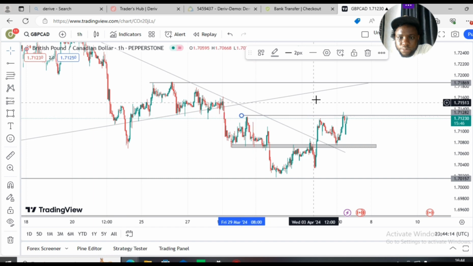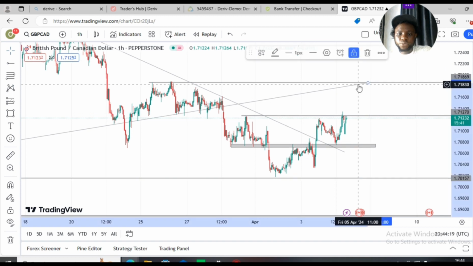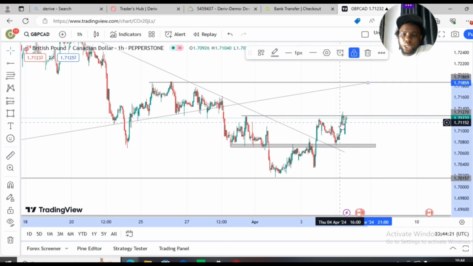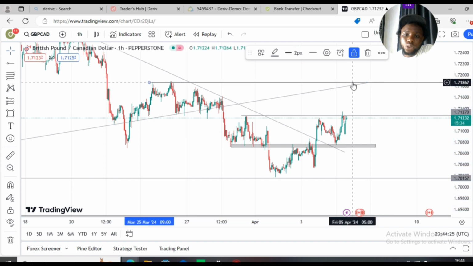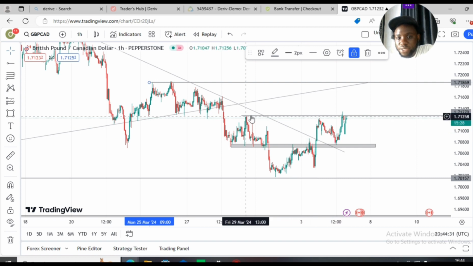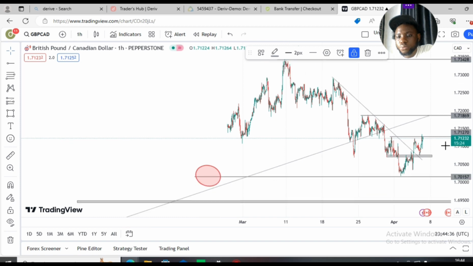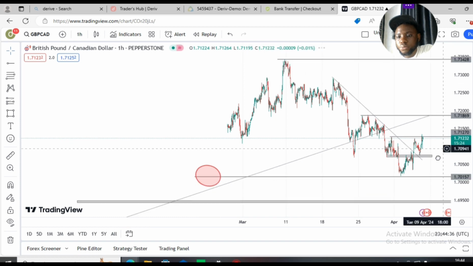I prefer using it to make my chart more neat and unique. Now you can see the reason why price got to this point and failed to break higher, and came back to this minor resistance level. Because of this we have a minor resistance level. Now if you look clearly, you see we have a chart pattern on the 1-hour time frame.